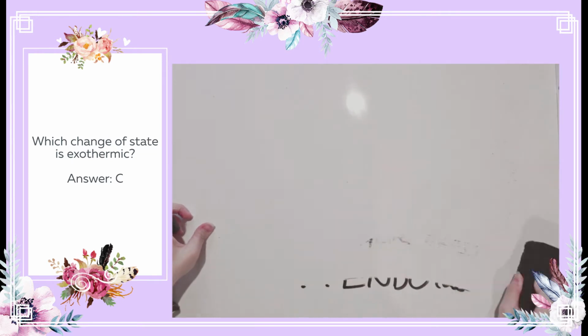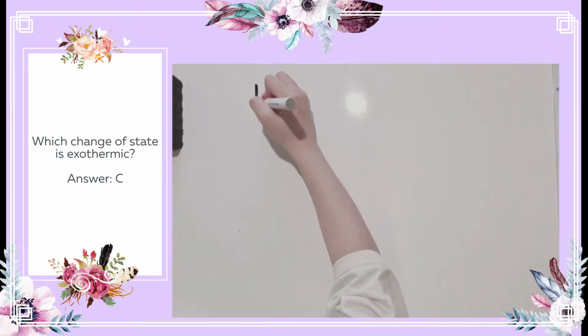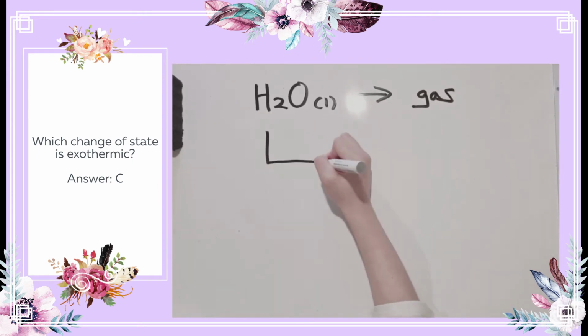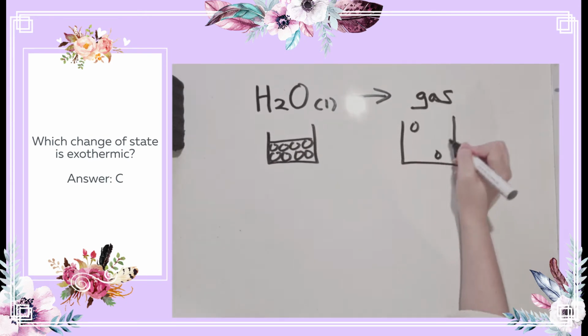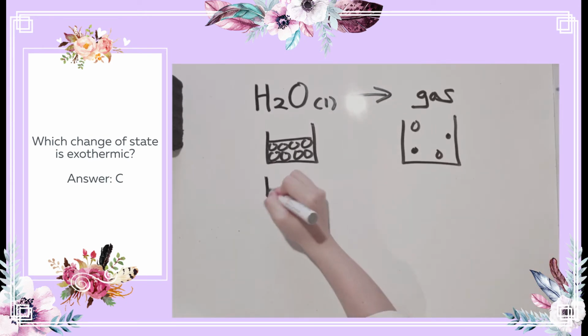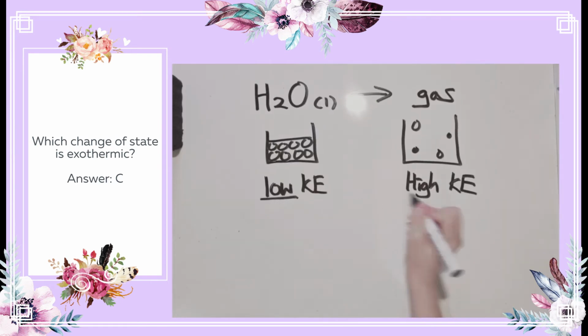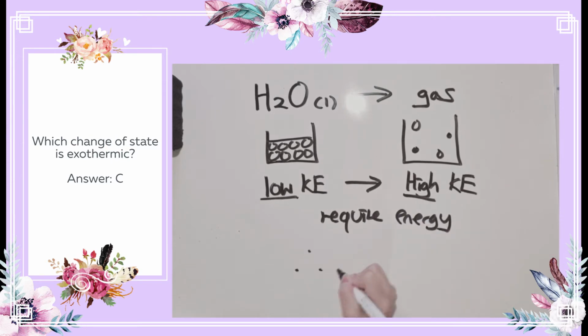Moving on to the second equation. You're going from water in a liquid state to gas. As you can see from the drawing, the liquid state has a relatively lower kinetic energy, the moving energy, than the gas. And as you're going from a low to high energy state, this one also requires energy.